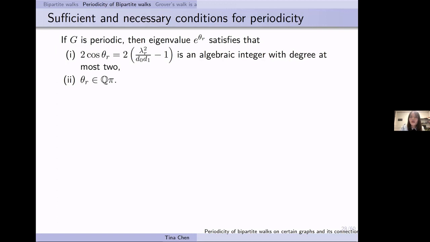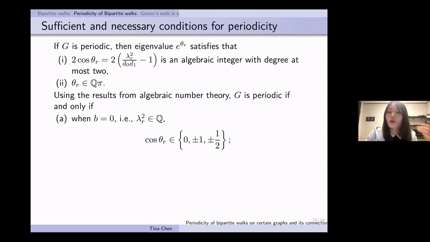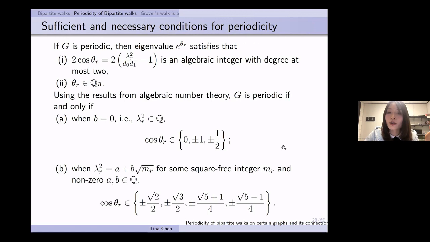And since we have shown that if a graph is periodic, then every eigenvalue e to the i theta_r must satisfy that this 2 cosine theta_r is an algebraic integer of degree at most two, and this theta_r must be a rational multiple of pi. Because of these two conditions, we can use the algebraic number theory result I just showed you before. So we know a graph is periodic if and only if, when it's an algebraic integer of degree one, then this cosine theta_r must be one of those five values. And if it's an algebraic integer of degree two, then it must take one of those eight values.